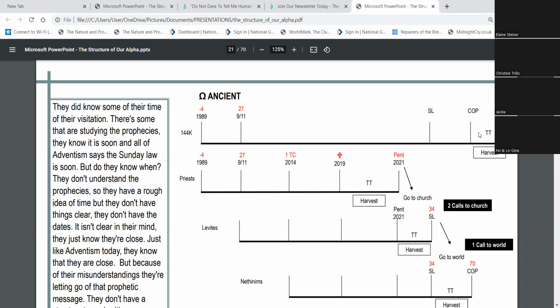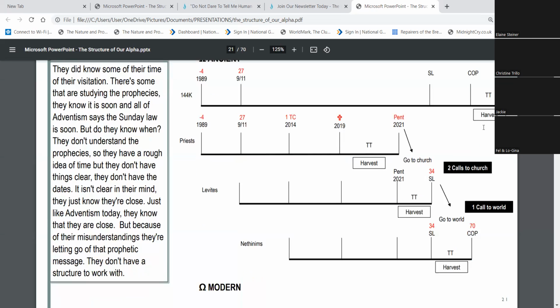They don't have the dates. It isn't clear in their mind. They just know they're close. Just like Adventism today, they know they are close. But because of their misunderstandings, they're letting go of that prophetic message. They don't have a structure to work with.